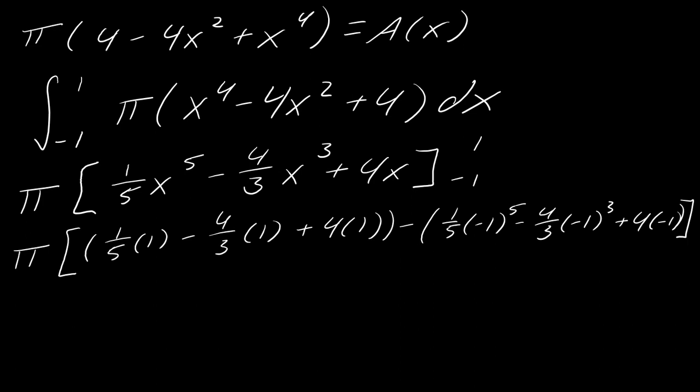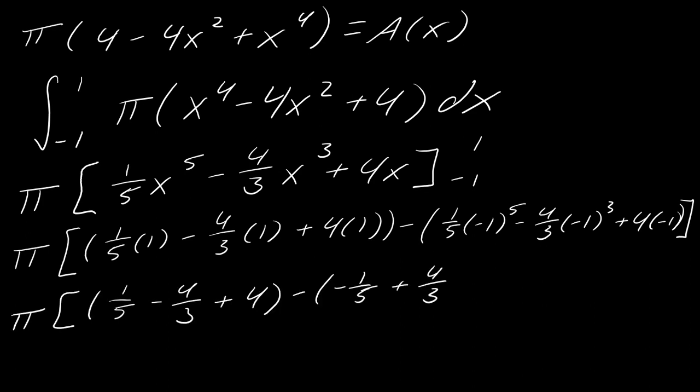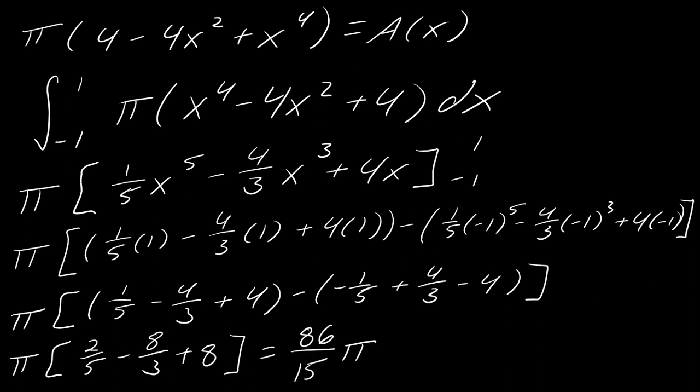All right, so I'm running out of room here. I didn't write the exponents here because 1 to the exponent is just going to be itself. So, okay, so let's finish this out. And so ultimately, when I just finish out all the arithmetic here, I get 86 over 15 pi. And so that's the end of that problem.